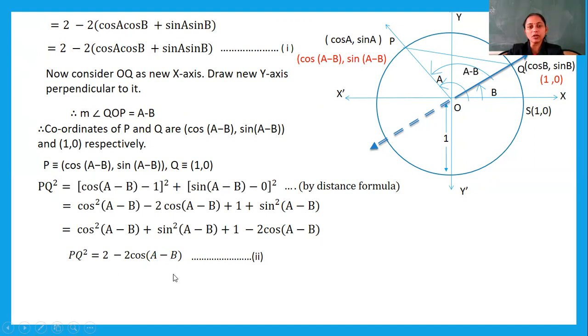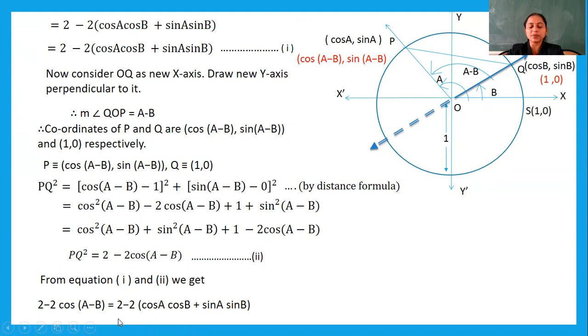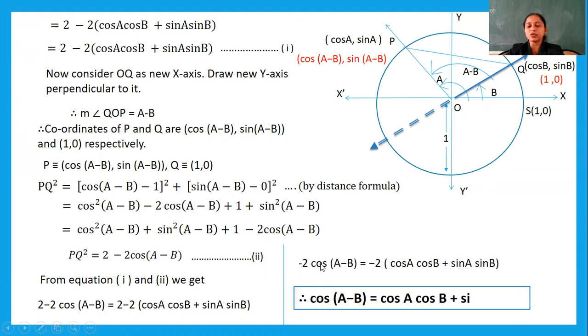Say this is the equation number 2. Now, since equation number 1 and 2 give the same value of PQ square, these two are the same. And so I have here 2 minus 2 cos(A minus B) is equal to 2 minus 2 cos A cos B plus sin A sin B. Now here 2 gets cancelled and also this minus 2 will be cancelled. And so I have here the final answer cos(A minus B) is equal to cos A into cos B plus sin A sin B. This is the important formula and the first formula in this article.